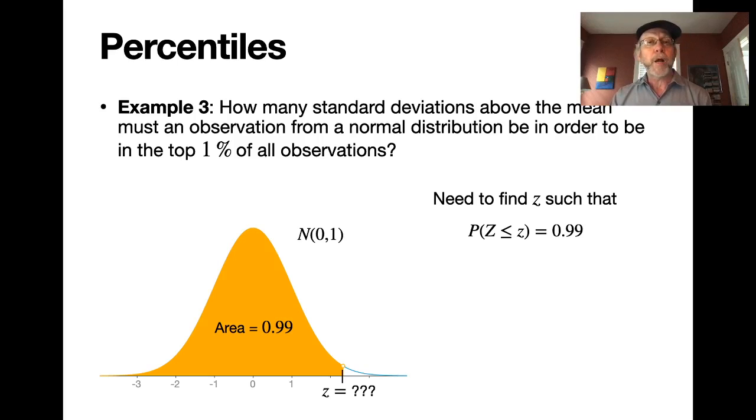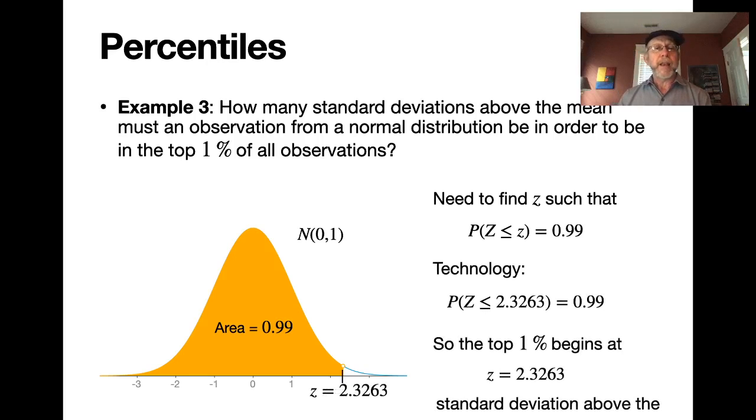So once you've formulated the problem that way, you can just again use SALT or any other statistical calculator to find that value. And it turns out that the 99th percentile of the standard normal distribution has a boundary at z equal 2.3263. So that's where the top 1% would be. And so we would need to be at least 2.3263 standard deviations above the mean in order to make it into that top 1%.